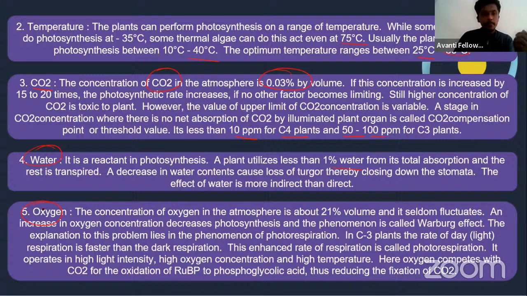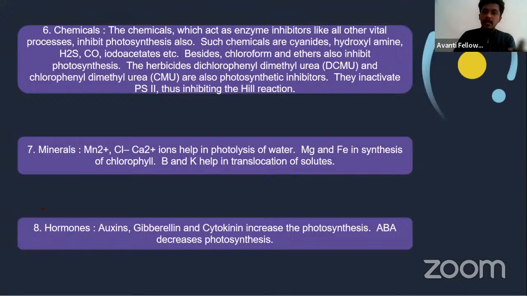Now, there are several chemicals which act as inhibitors for photosynthesis. So these are very, very important examples because it was asked in one of the NEET examinations. Cyanides, hydroxylamine, H2S, carbon monoxide, iodoacetates. So all these are basically the ones that inhibit or reduce the rate of photosynthesis. Okay. And there are others such as chloroform and ethers, which also inhibit photosynthesis.